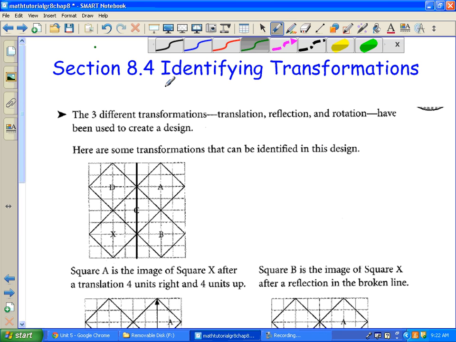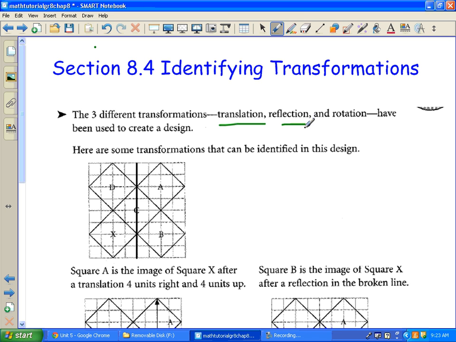Section 8.4, Identifying Transformations. Remember that there are three different types of transformations. A translation, which is a sliding over and up or over and down. A reflection, which means you make an exact opposite copy, but you have to have a mirror reflection line right there, so it looks the same on both sides, but it's opposite. And a rotation, which means you turn it either counterclockwise or clockwise, and you have to have some point that it rotates on.